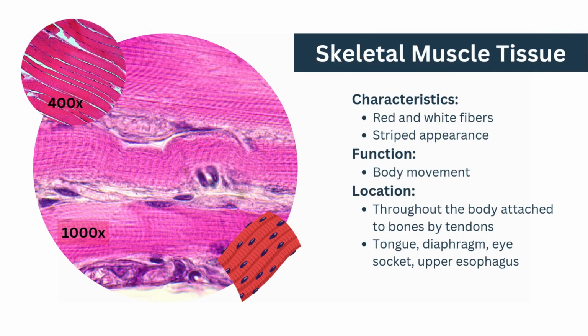Skeletal muscle tissue can be found throughout the body. Tendons attach skeletal muscle to bones. It is also located in the tongue, diaphragm, eye socket, and upper esophagus. Its main responsibility is voluntary body movement. Its appearance is characterized by red and white stripes or striations.